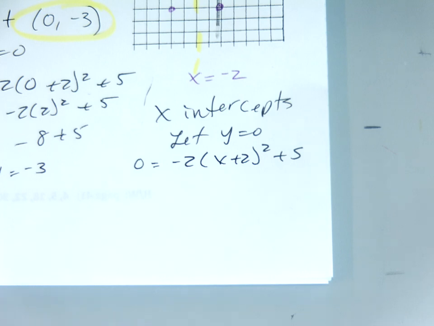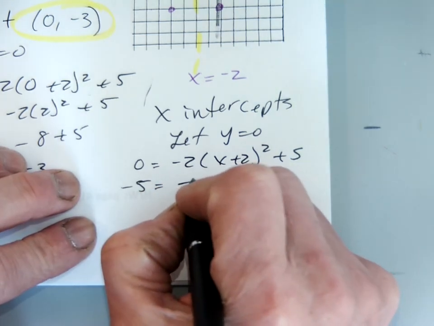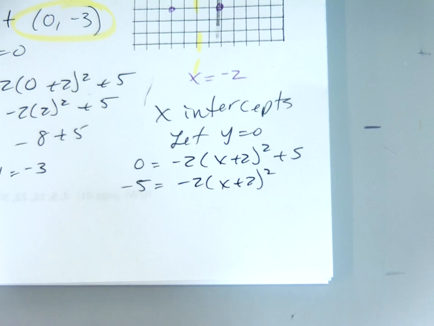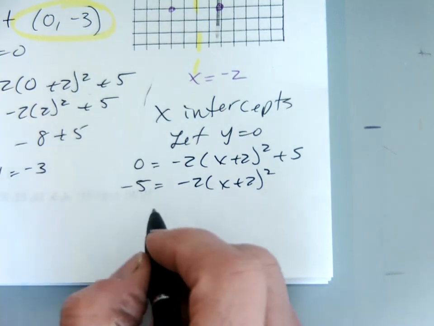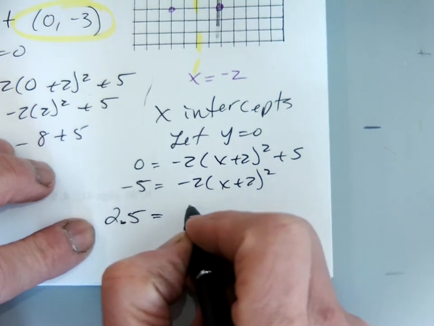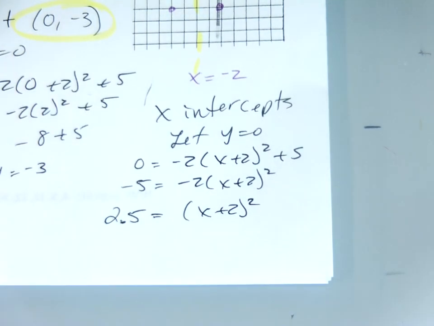So then, step 1, bring over the 5, and then it is negative 5. Haha, I finally got my negative 5 in there, didn't I? Right? Divide by 2, and I'll get 2.5 equals x plus 2 squared. I just divided by negative 2. I just skipped that step. We're in pre-calc, but you okay? Divide by negative 2, divide by negative 2, right?